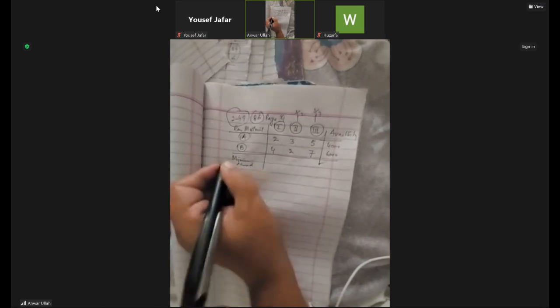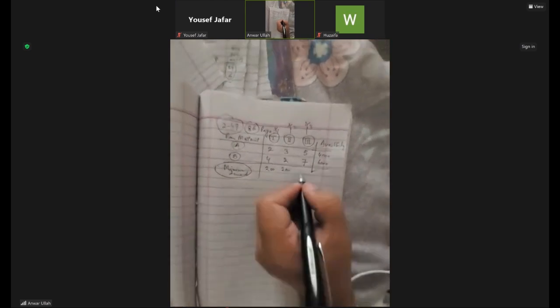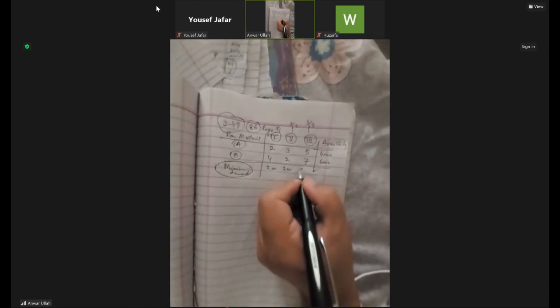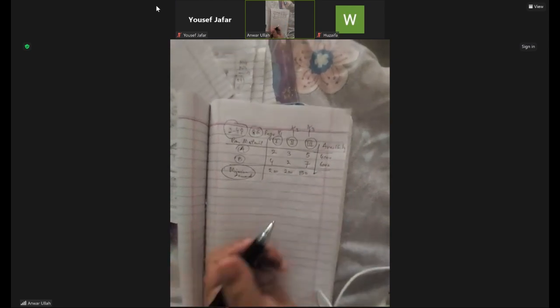Now there is another constraint, which is the minimum demand. Remember that it is minimum demand, not maximum demand. For X1 it is 200 units. For X2 it is also 200 units, and for X3 it is 150 units. And the price.